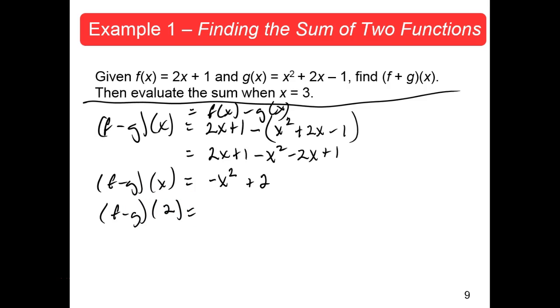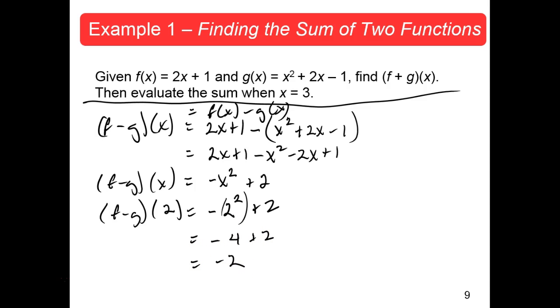Help me. Negative what? Negative 2 squared plus 2. And what is that? Okay. Remember, you do please excuse exponent before you do subtraction. So that's going to be minus 4 plus 2, which is negative 2.